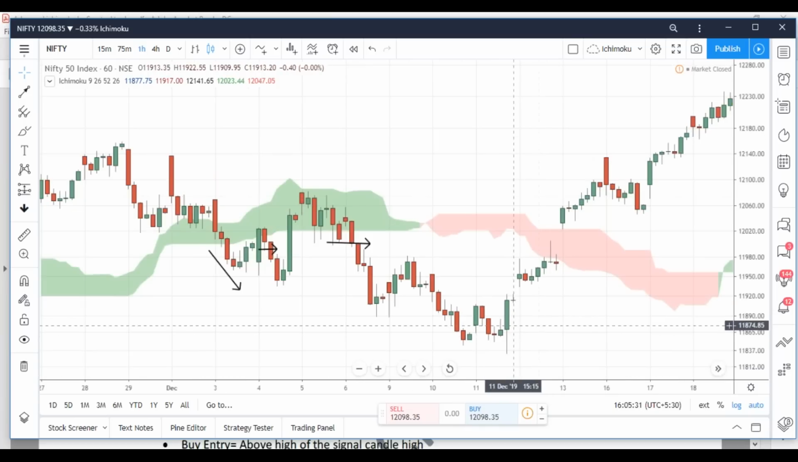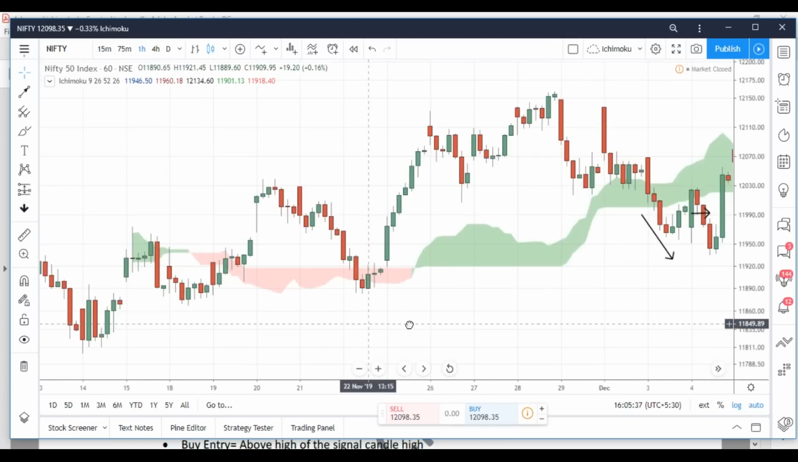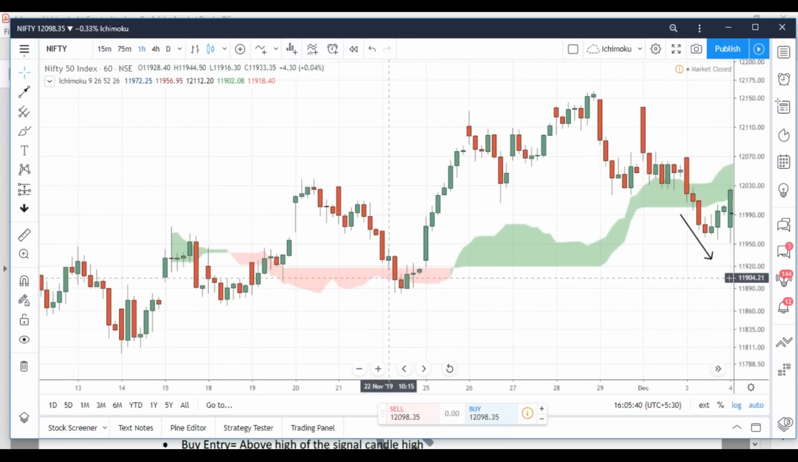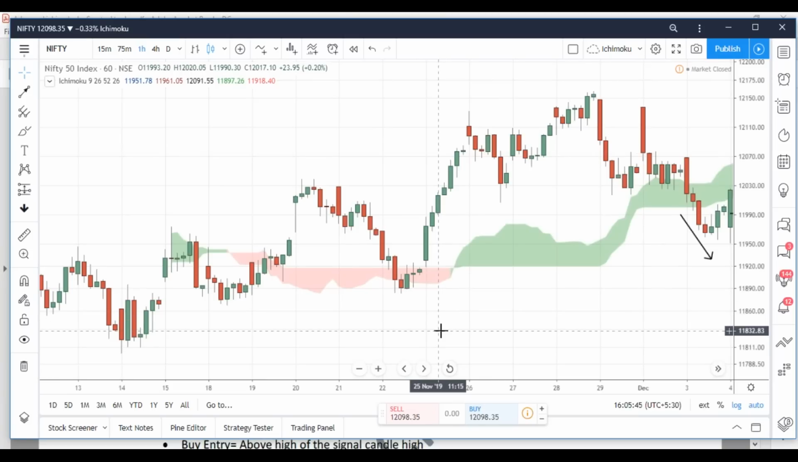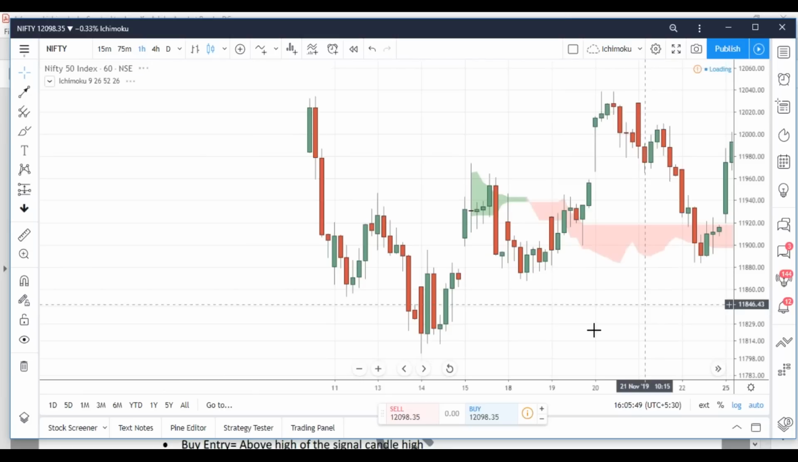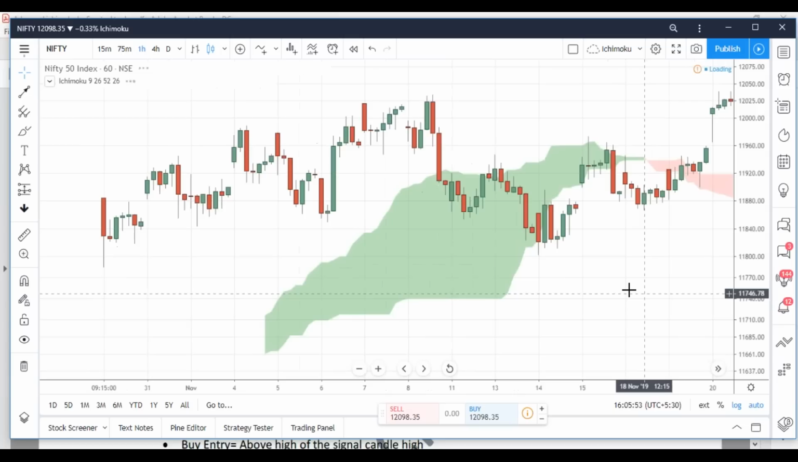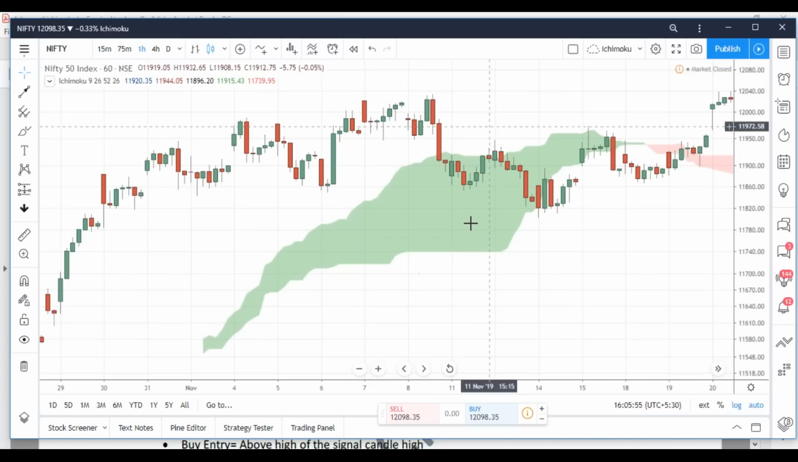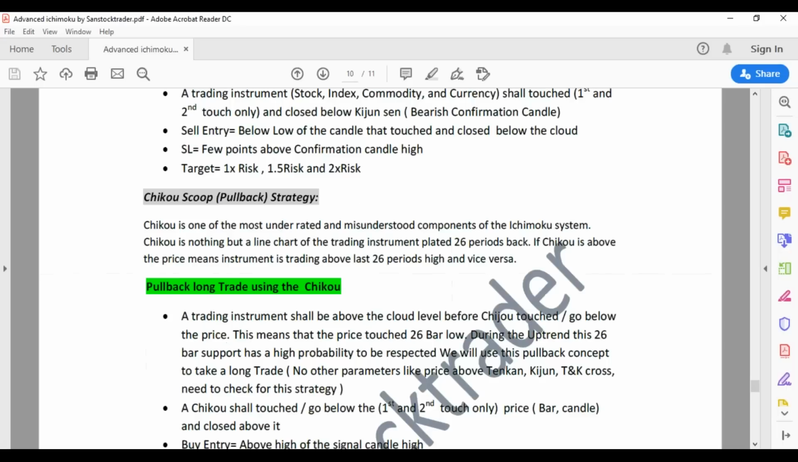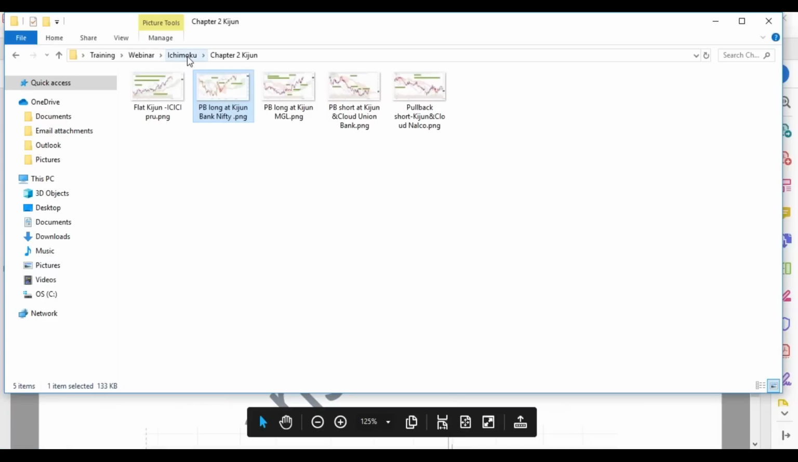And just like the Kijun-sen strategy, we will be using the first and second pullback only. See here, price broke the cloud, but did not move further down, and we did not get the pullback. In fact, it saved us from the wrong short entry. Okay, so I guess it is clear from this chart. I have a lot of charts here. Let's discuss those also.